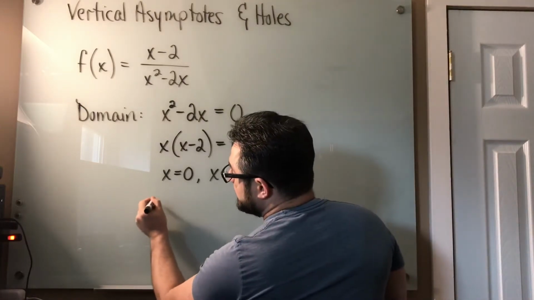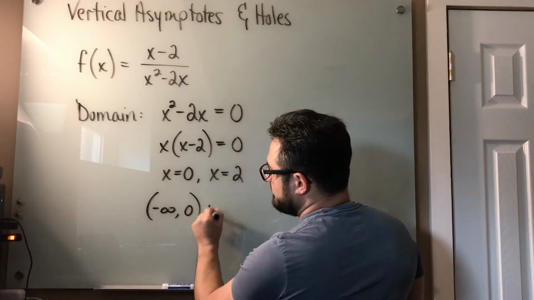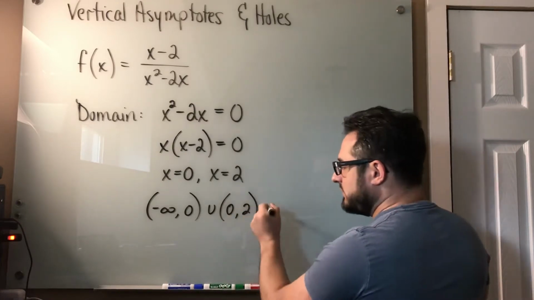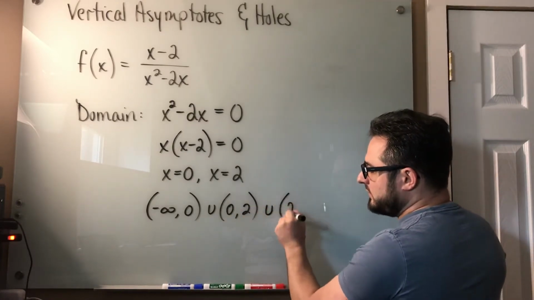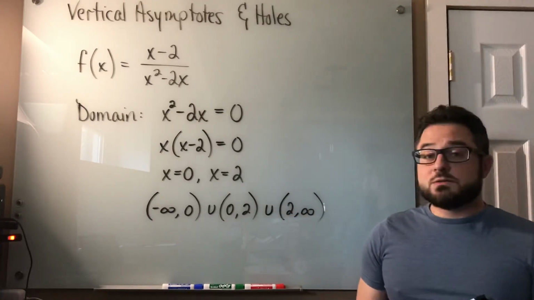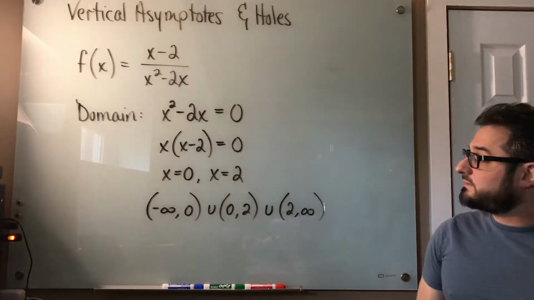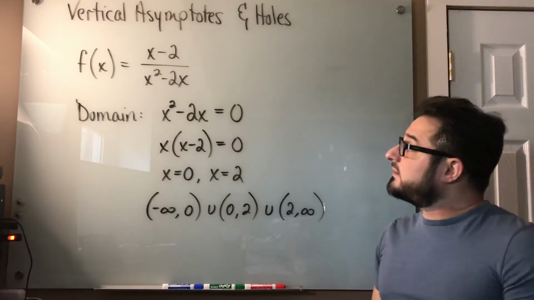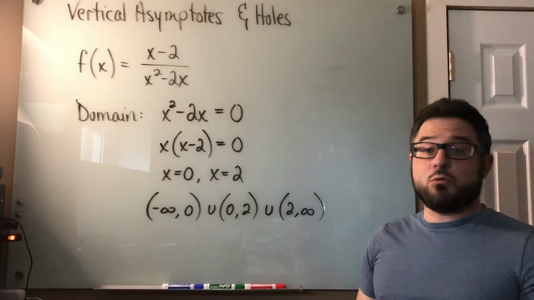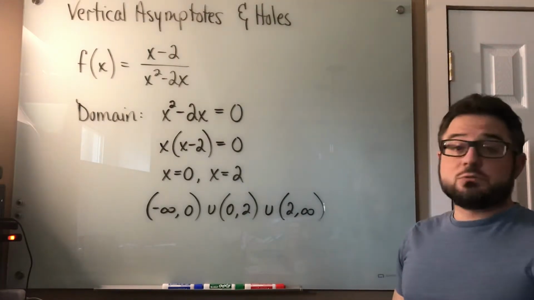So the domain is negative infinity to 0, skipping over 0, but then continuing on to 2, and then skipping over the 2, but then continuing on forever. So as we can see, there are gaps in the domain at these two locations. So the question now becomes, how do we know which one is a vertical asymptote and which one is a hole? Or perhaps they're both vertical asymptotes or both holes. There's no rhyme or reason to it.